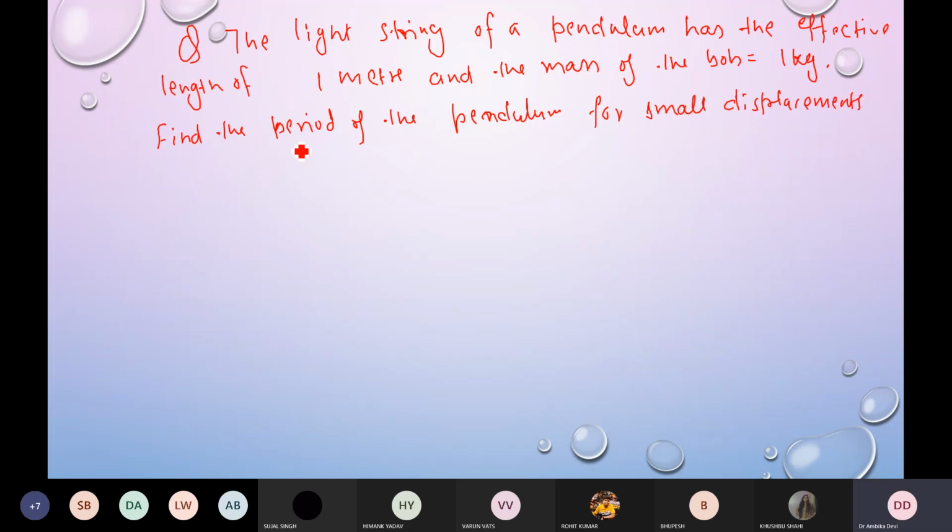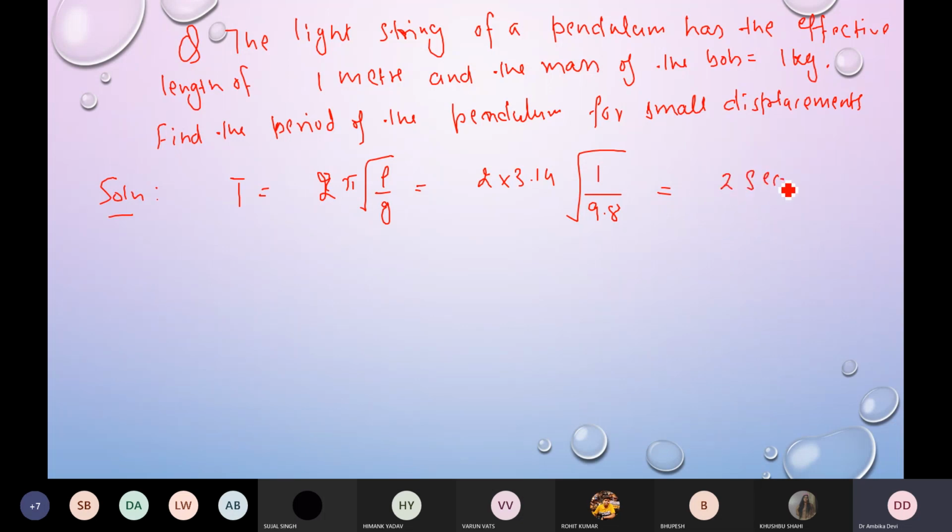You know the formula for the time period. Time period is equal to 2 pi under root of L upon g. That's what we derived right now. So you can just substitute the values and you can have the time period. This is simple. So 2 into 3.14 under root of length of the pendulum, which is 1 meter, and the value of g, you know that this is 9.8 meter per second square. If you solve this, it will come out to be 2 seconds.